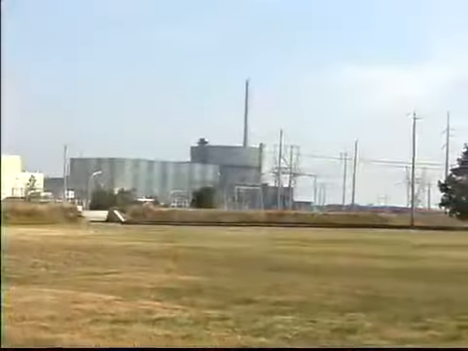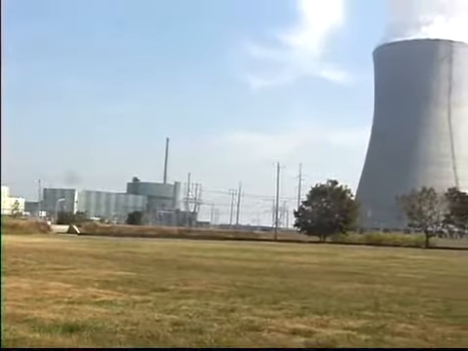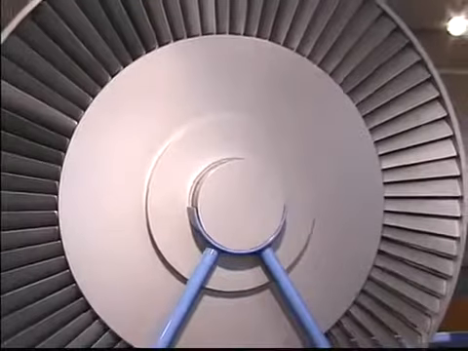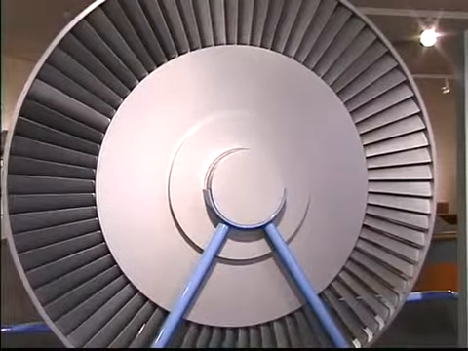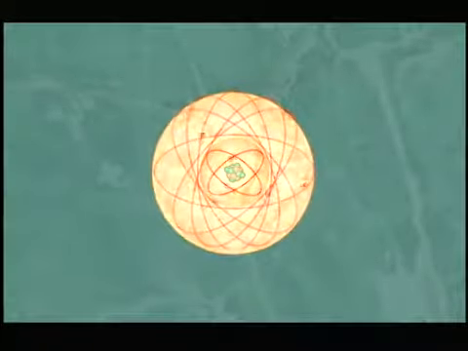In nuclear power plants such as this one, the heat from the splitting of uranium atoms is used to heat water to create steam. The steam is used to spin large turbines like this one to generate electricity. The energy released from the nucleus is the most concentrated form of energy existing today.